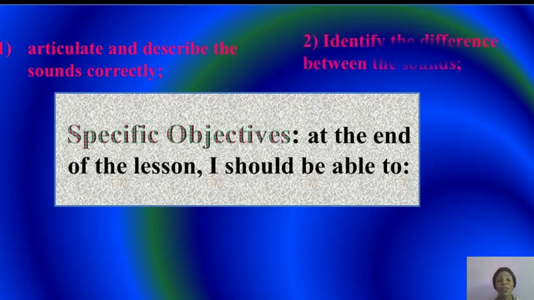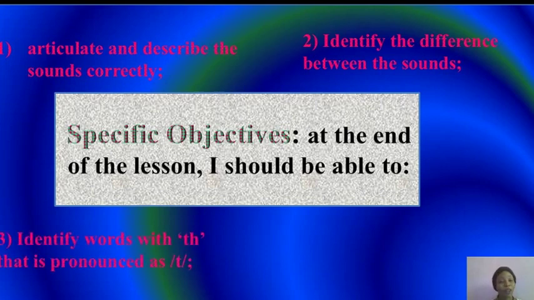Now, number 2 specific objective actually states that you should be able to identify the difference between the sounds, so that after you might have been able to articulate the sounds correctly, you should be able to identify the difference. Why is the T sound different from the soft TH sound? We will get to find out, so you should be able to identify it, be ready to find out, and be ready to tell me.